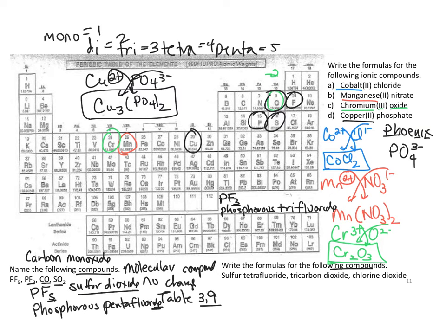Write the formulas for the following compounds. Once again, we don't have the charges. These are going to be nonmetals with nonmetals, so we're dealing with molecular compounds. Sulfur tetrafluoride. That means there's 4 fluorines. Tricarbon. That's a subscript 3. Dioxide, O2. Chlorine, Cl, dioxide, O2.